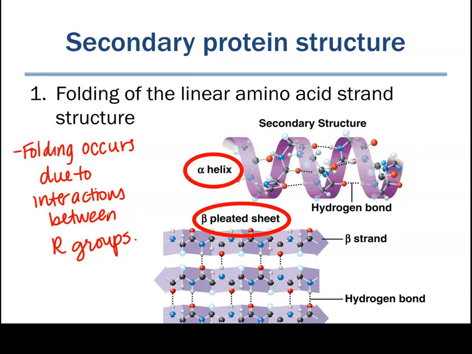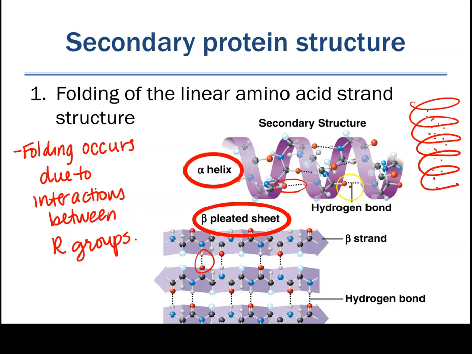So if we look here, the red are our R groups. Red are our R groups, and they are forming interactions with other amino acids. When this happens, we get 2 types of structures that can result. One is called an alpha helix. This is basically a curl or a coil with interactions between R groups causing this coil. Now, these interactions are hydrogen bonds, which means, remember, that they are individually weak but collectively strong.